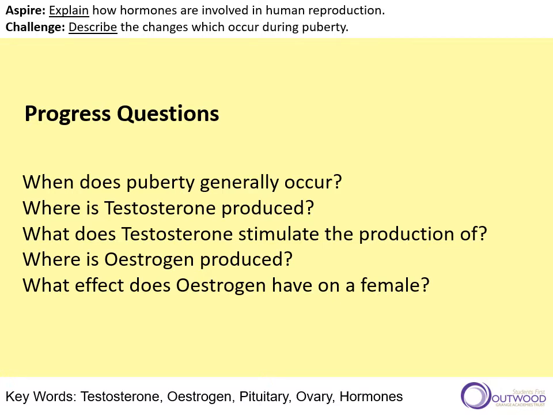Question number 1, when does puberty generally occur? So the ages. Question 2, where is testosterone produced? Question 3, what does testosterone stimulate the production of? Question 4, where is estrogen produced? And question 5, what effect does estrogen have on a female? So I'll give you 2 minutes to answer those questions. You do not need to write them out, you just need to write the answers.